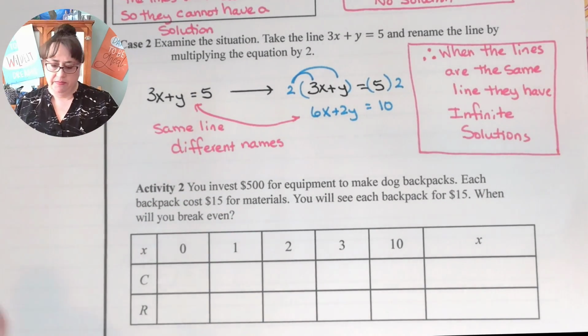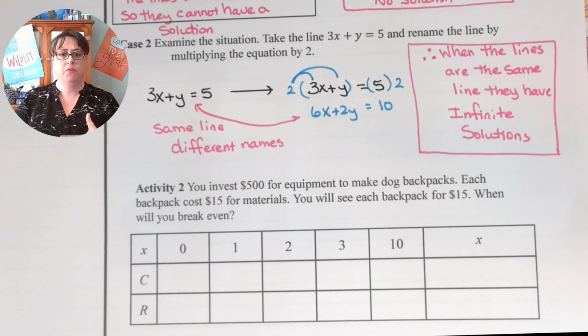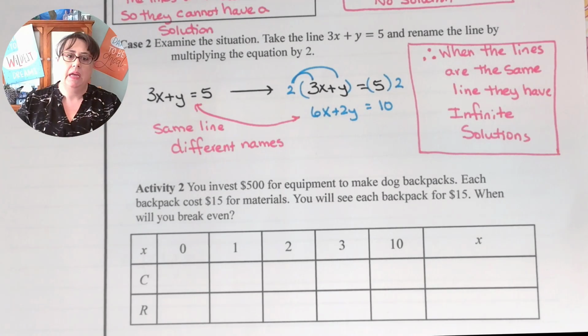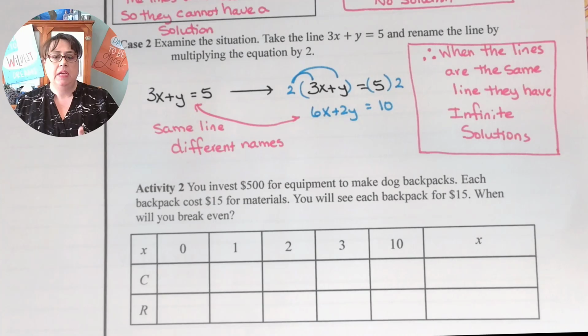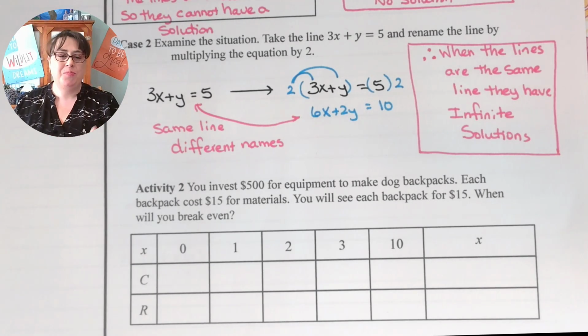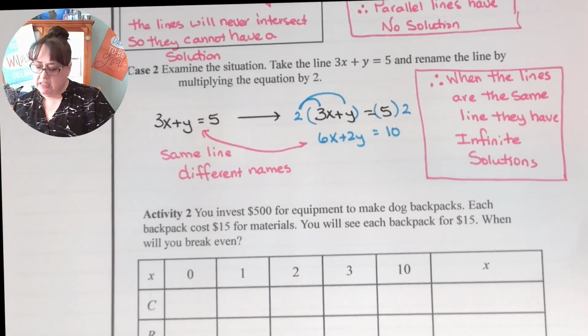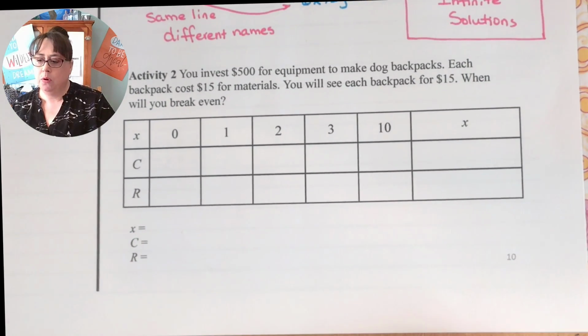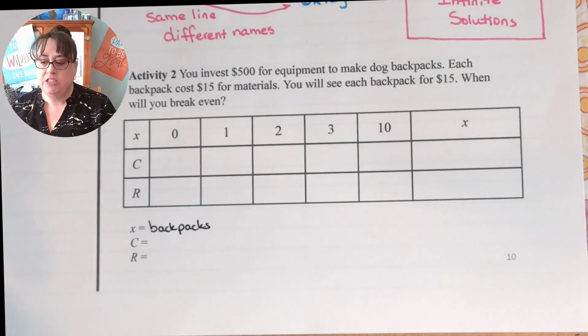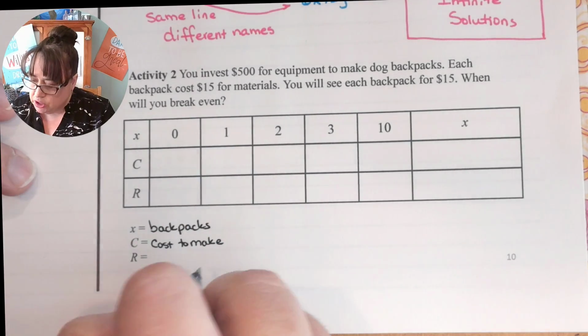So let's look at this activity. You invest $500 for equipment to make dog backpacks. Each backpack is going to cost you $15 for materials. You will sell each backpack for $15. When will you break even? Okay, so in other words, are you ever going to make enough money to make up your $500? So x is going to be your backpacks, C is your cost to make, and R is your revenue.